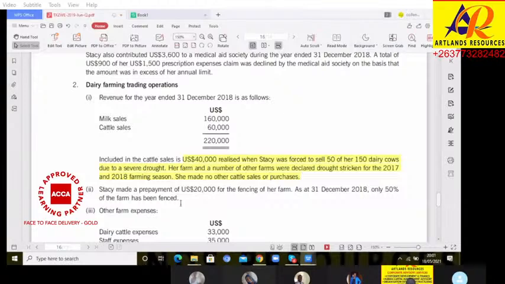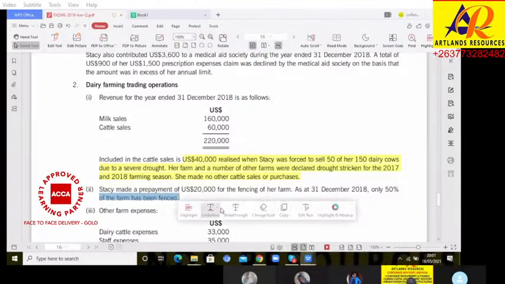Remember what we said. Stacy made a prepayment of 20,000 for fencing of her farm. At 31 December, only 50% of the farm had been fenced. So clearly, we do not deduct the 20,000 outright, because the fencing was not yet done. A prepayment for fencing is only deductible once the fencing is done, so we consider only the fence actually built.